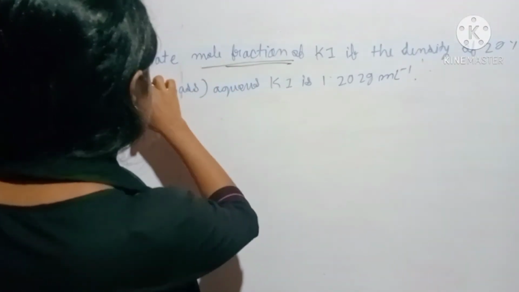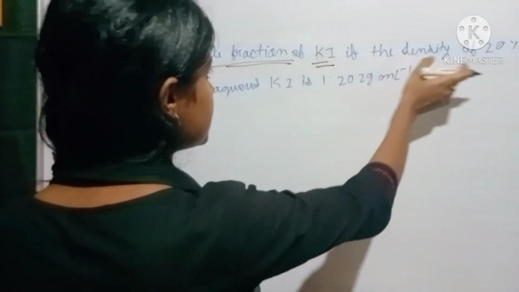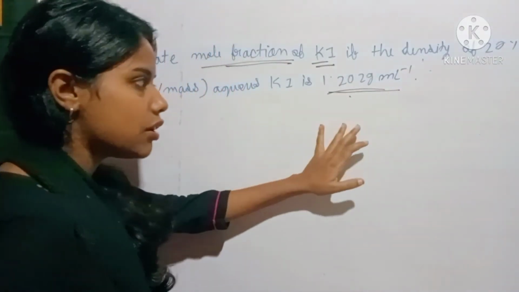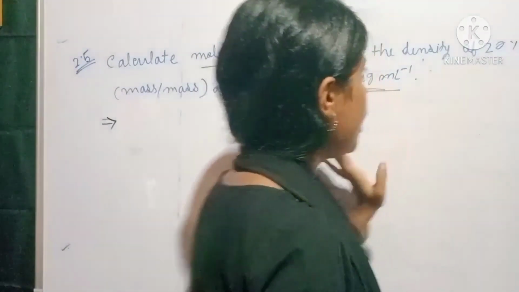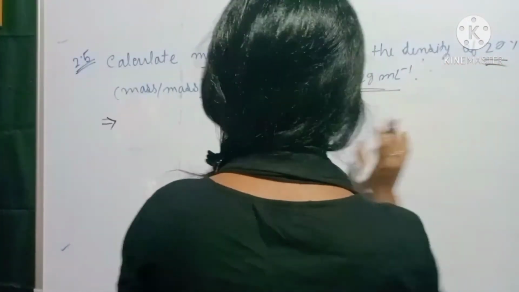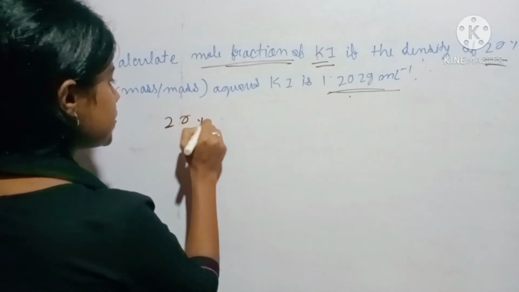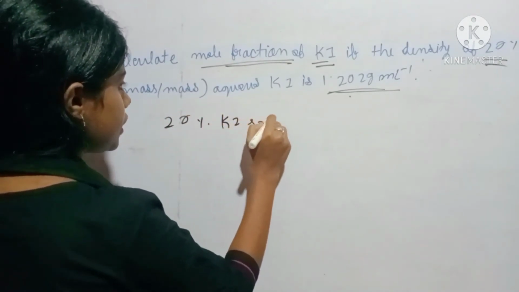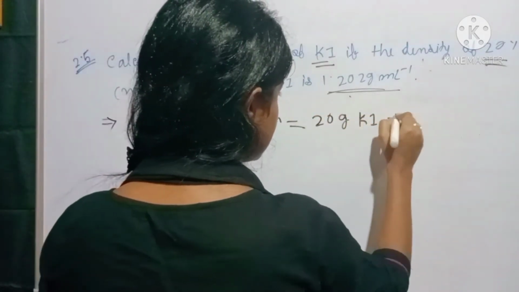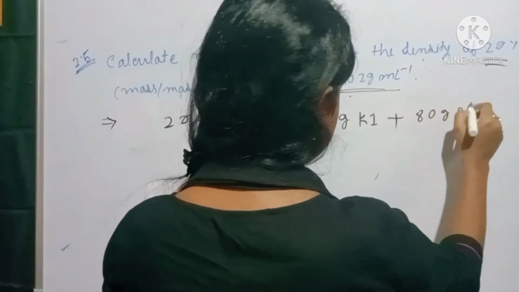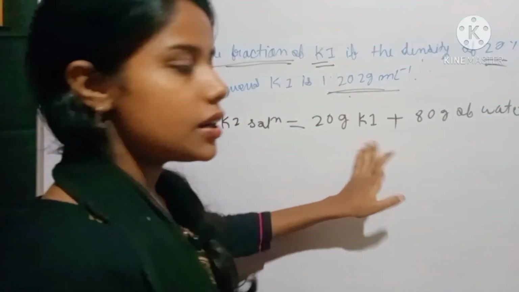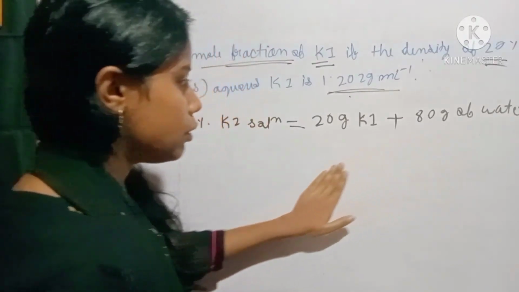Calculate the mole fraction of KI. We don't need the density, it's needed only for molarity and molality. So we have to calculate the mole fraction, and the percentage given is 20%. A 20% KI solution means 20 gram KI is present in 80 gram of water. So from this we know the given masses.